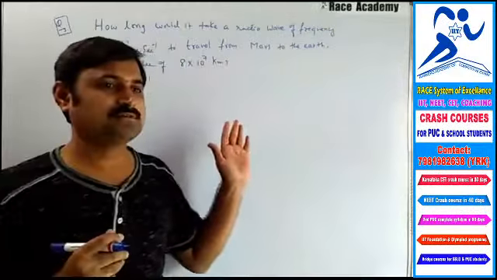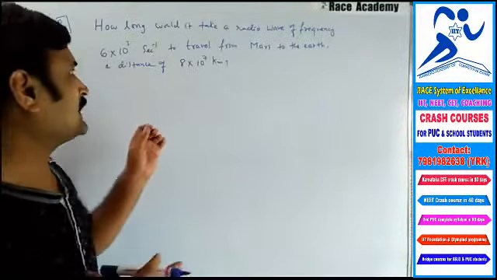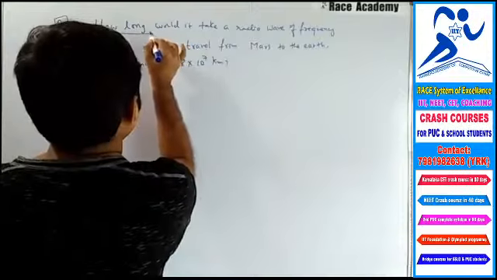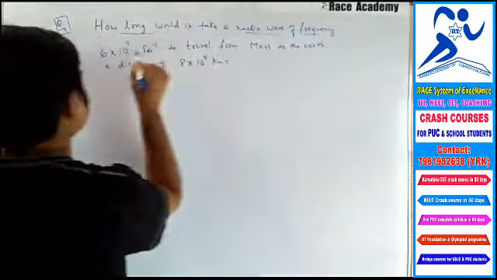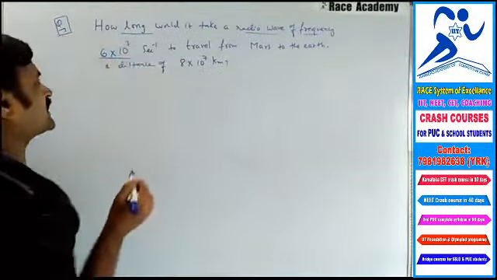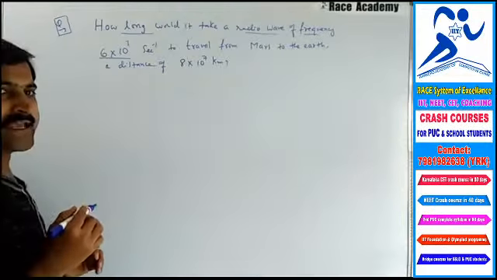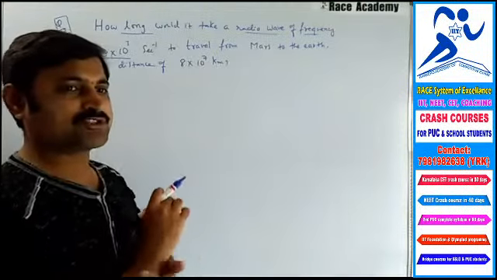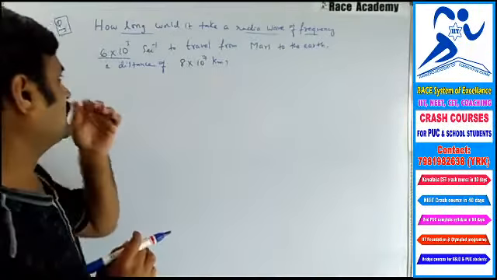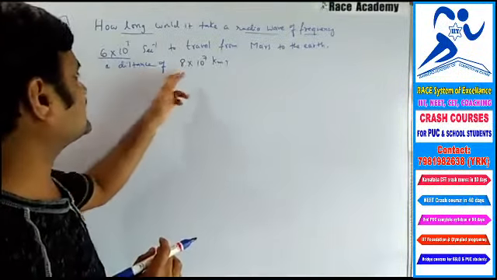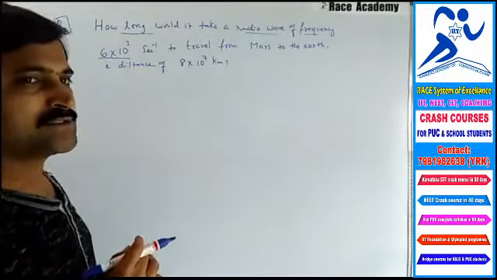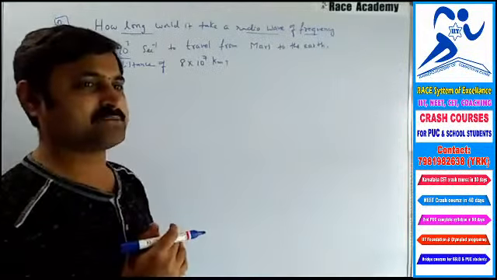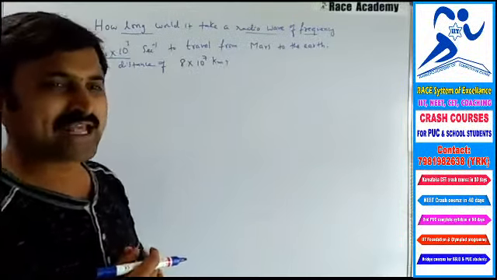So in this question, we have to find the time interval. That means how long would it take a radio wave of frequency 6 into 10 to the power of 3 second inverse. Very clearly they have given the frequency, a new value given in the question. And another one, to travel from Mars to Earth, the distance is given. Time, distance and velocity: the interrelationship is nothing but time is equal to distance by velocity.